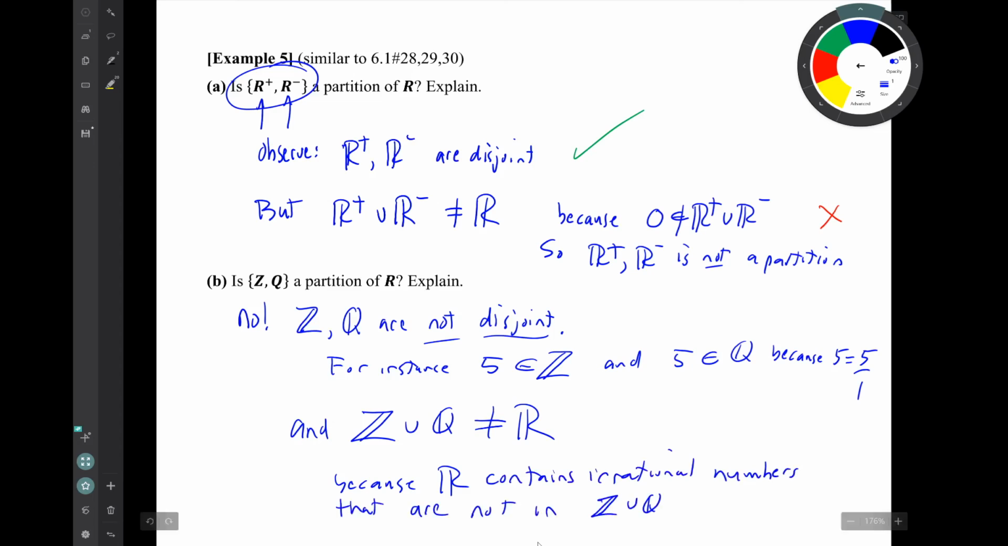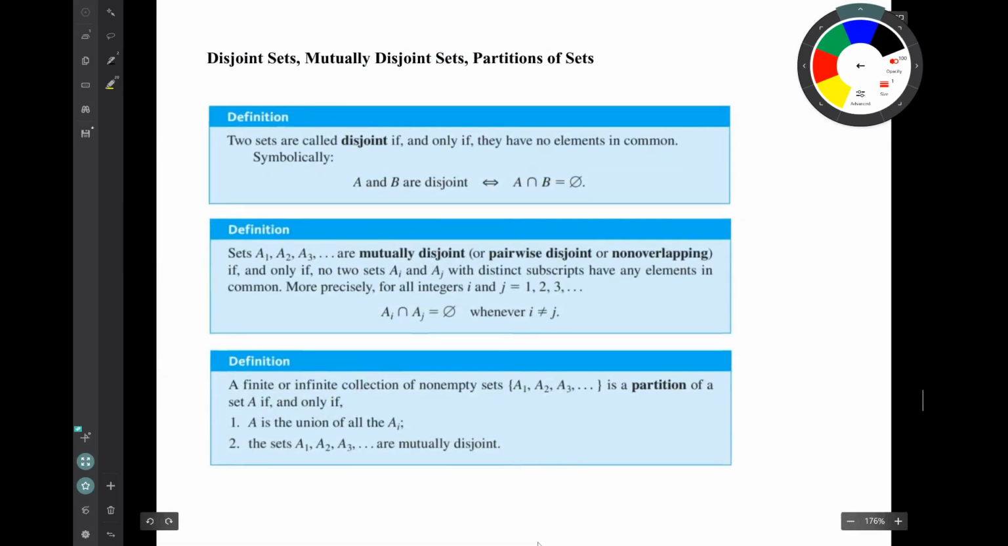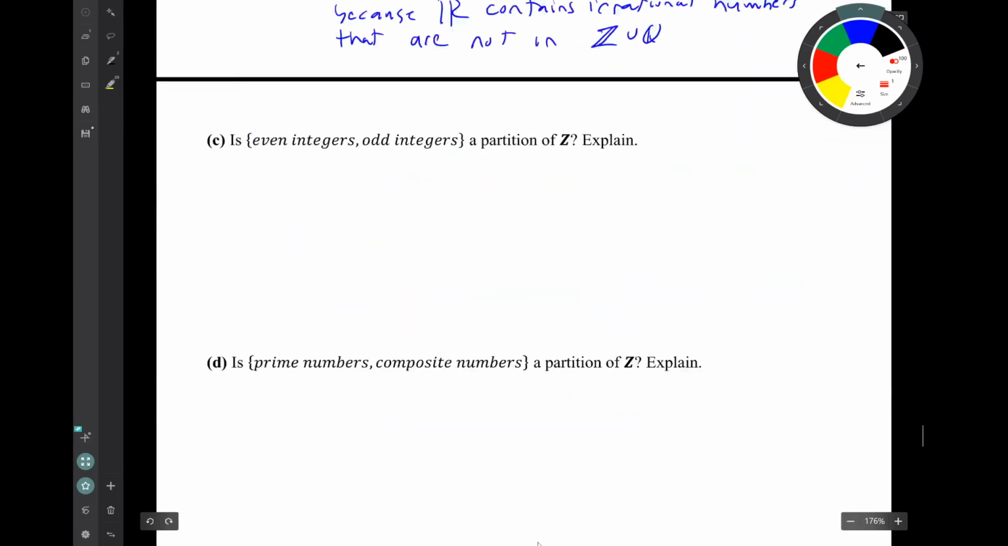So we flunked both tests for partition. The sets Z and Q are not disjoint, and their union is not the set of all real numbers. Let's go on.